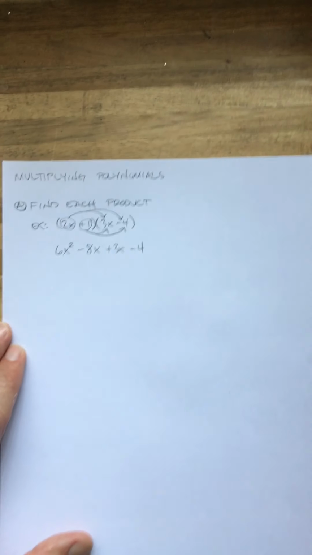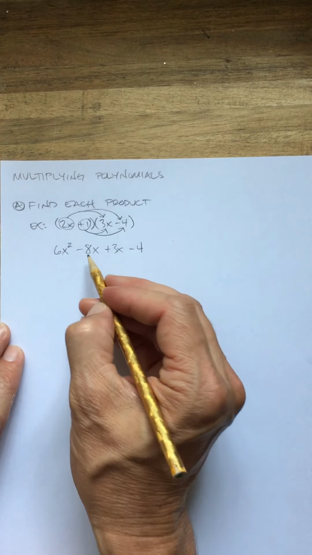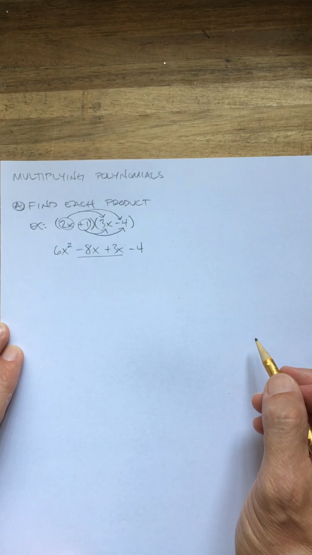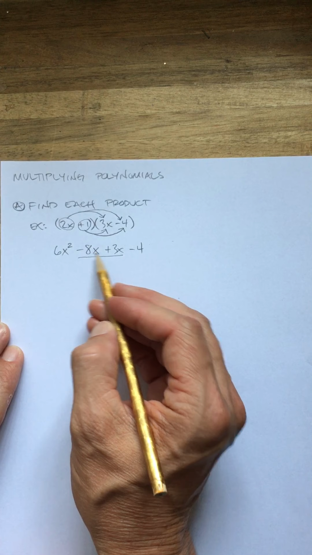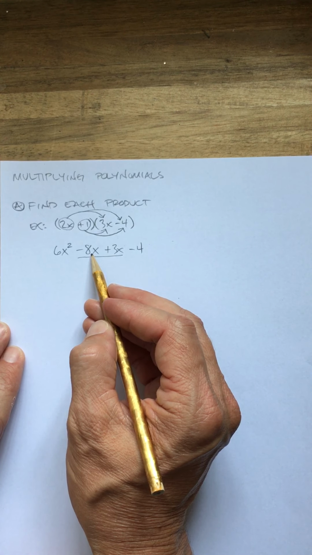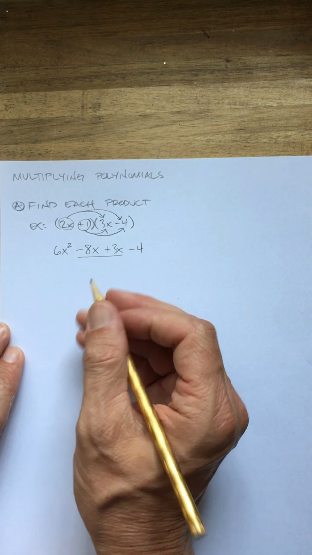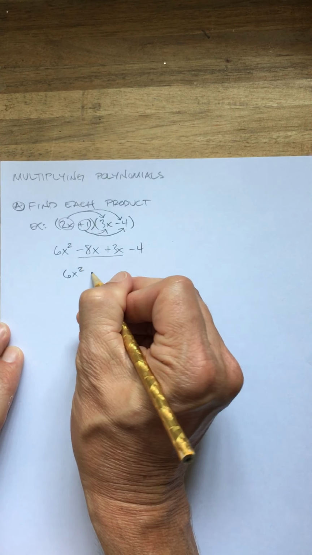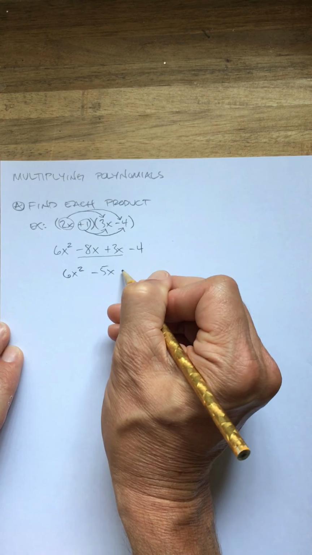And then there's only one thing that I have to do now, and that's just combine these two like terms. The like terms are almost always going to end up in the middle. So if I have 3 of the x's and I'm subtracting 8 of the x's, I end up getting negative 5 of those x's. So here we go. We get 6x squared, negative 5x, minus 4.